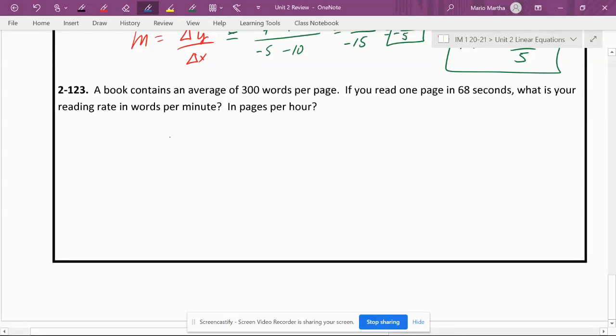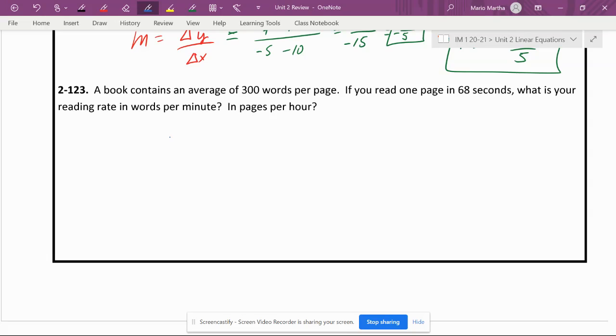Then looking at our last question right here, 223. A book contains an average of 300 words per page. If you read one page in 68 seconds, what is your reading rate in words per minute, and then in pages per hour? So here, one of the things that you have to realize is that if you're reading one page in 68 seconds, that means that you're reading less words per minute than what the average page length is, right?